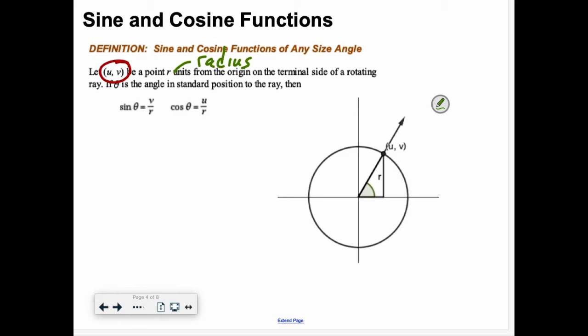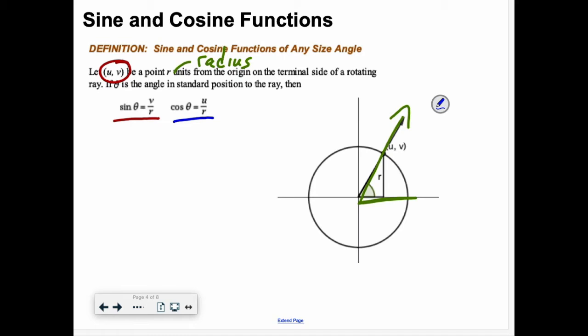On the terminal side of a rotating ray. Well, the terminal side is the ending, and this is our ray. It's a ray because it keeps going on forever. So if we're in standard position to the ray, which means we're talking about this angle here, then sine of theta is going to be equal to v over r, and cosine of theta is equal to u over r.